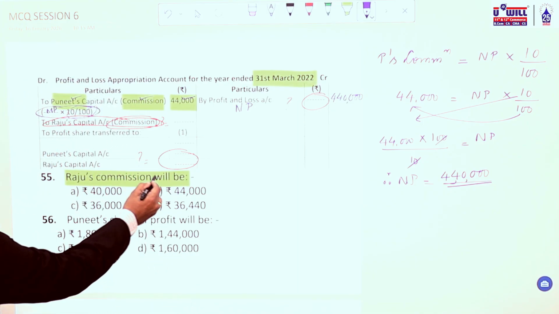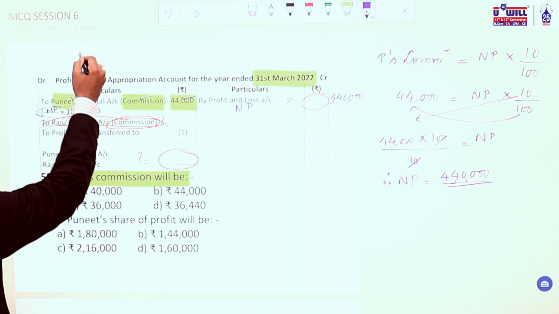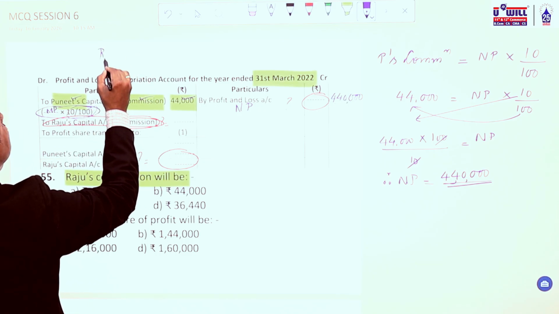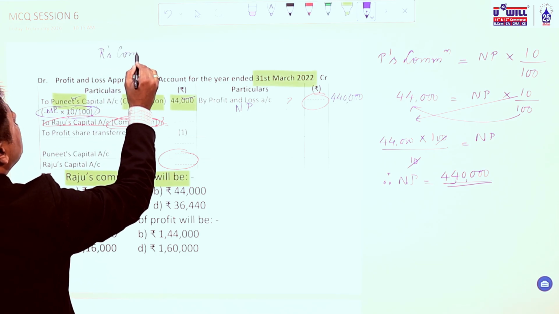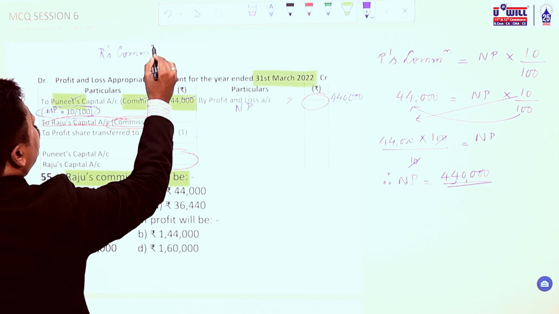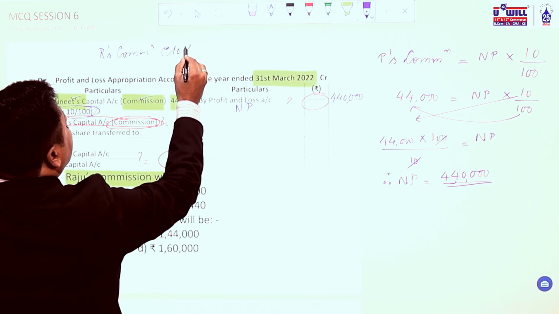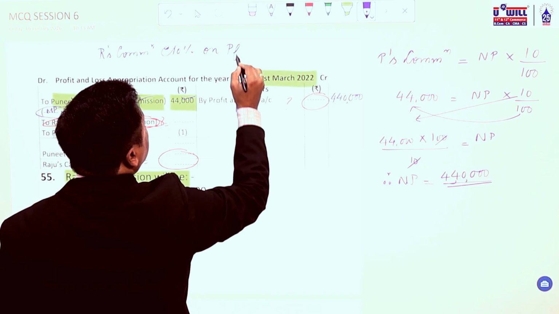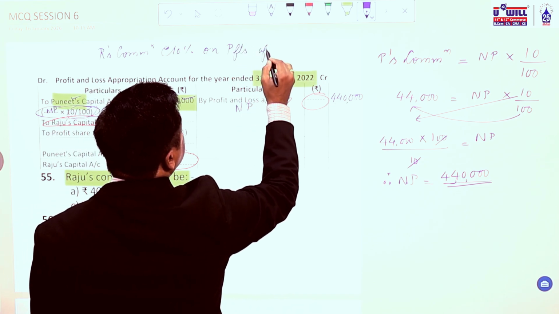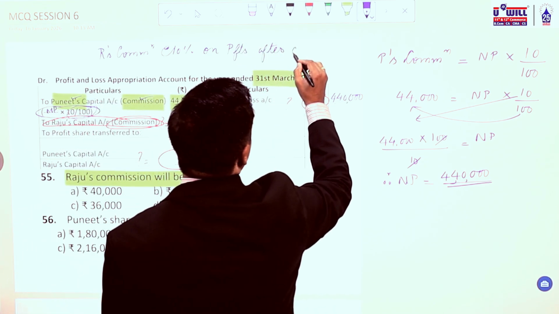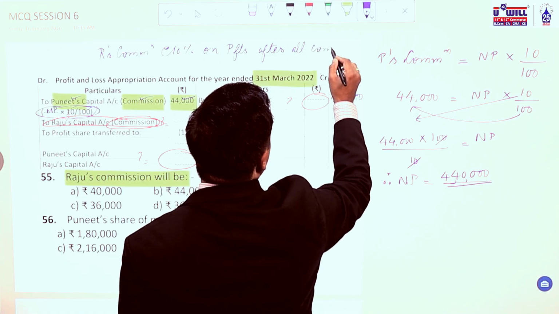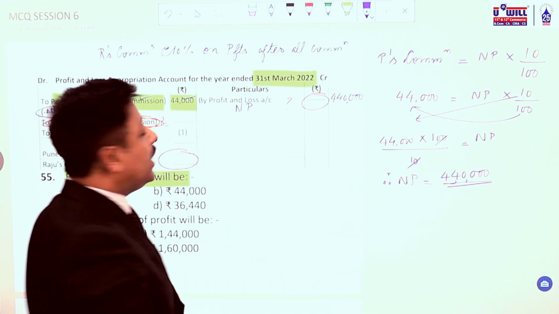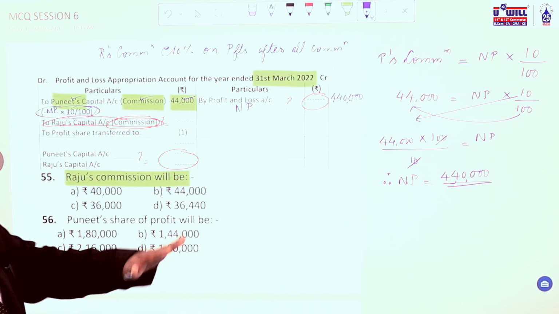Now Raju's commission is asked. In the subject matter, it is given that Raju's commission is to be given at the rate of 10% on profits after all commissions. This is the information already given in the question. Raju is going to get 10% commission on the profits after all commissions.